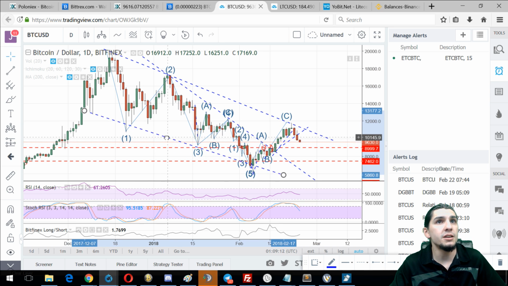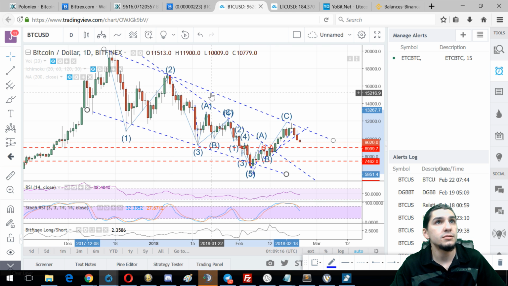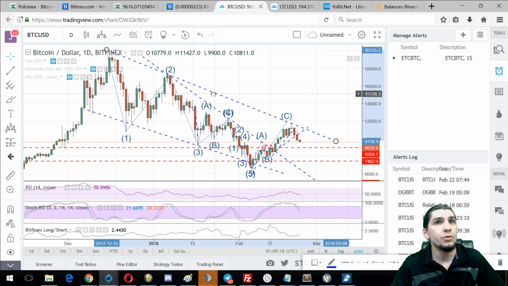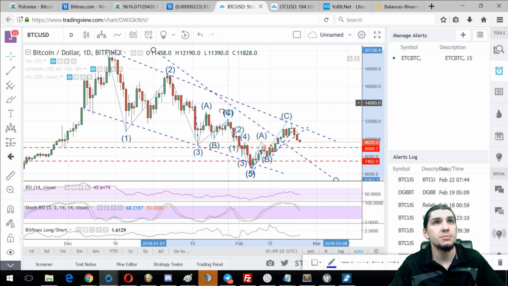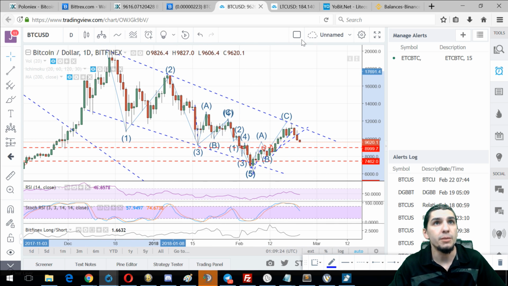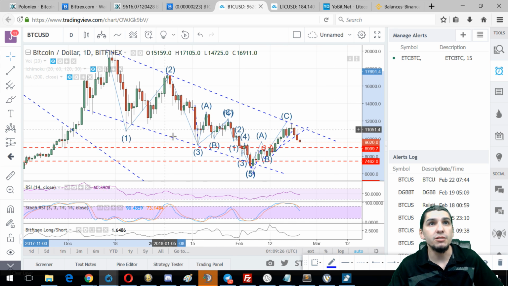So between this line here and this line here, we have a downward channel. Ignore this line. This line means basically nothing for now. I'll move that out of the way. Okay, so we have this channel that's going on.